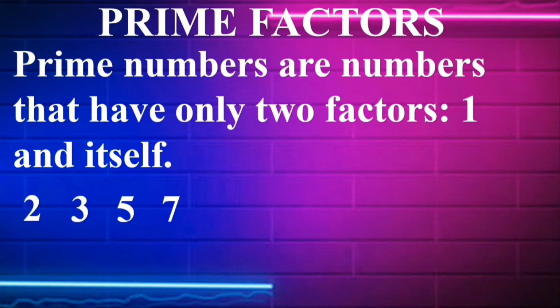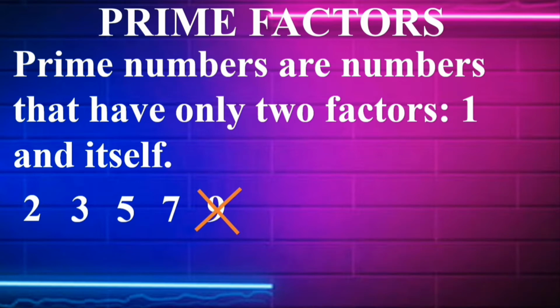7 plus 2 is 9. But is 9 a prime number? Of course not. 9 is not a prime number. The reason is because 3 can divide 9 with no remainder. So 3 makes it a third factor. 1 and 9 are two factors, and then you have 3 as another factor, which means that 9 is not a prime number.